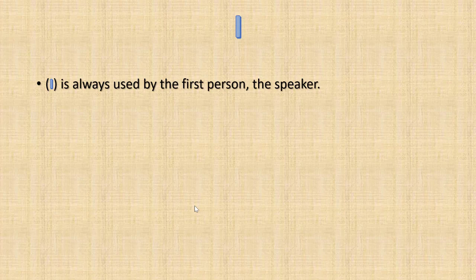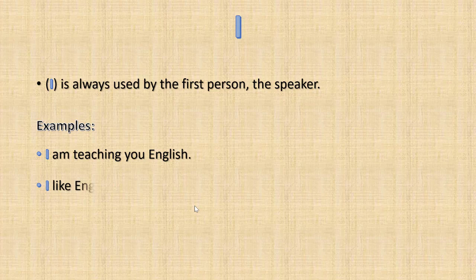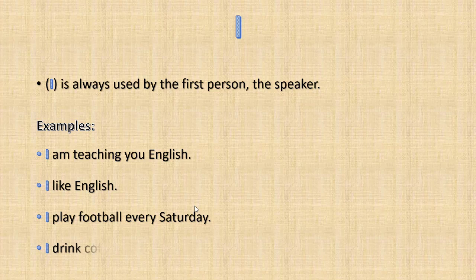Let's start with I. I is always used by the first person, the speaker. Examples: I am the speaker. I am teaching you English. I like English. I play football every Saturday. I drink coffee every morning.